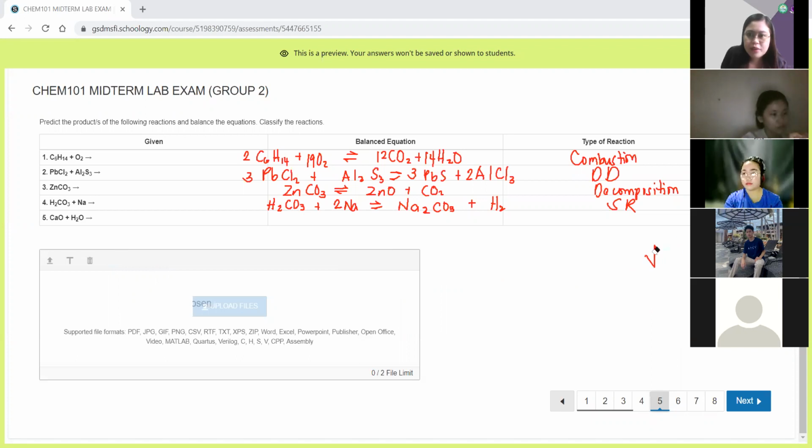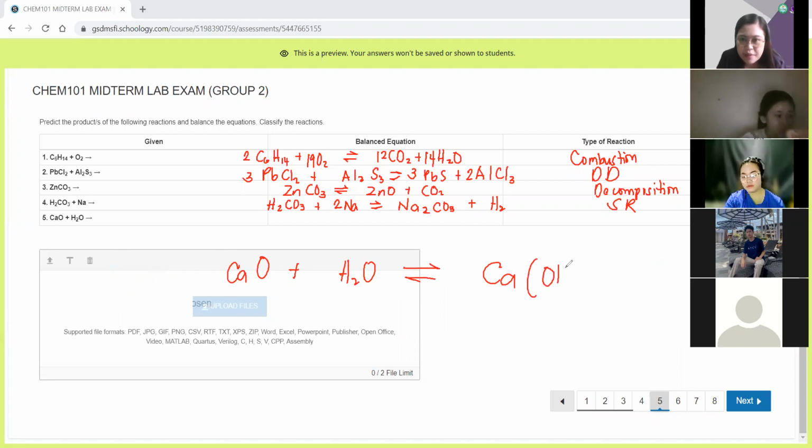The last one is actually a synthesis reaction. If calcium oxide is reacted with water, the OH of water will be added to the calcium oxide and this will become calcium hydroxide. So this is the answer and actually this is already balanced. You have 2 oxygen and 2 hydrogen.